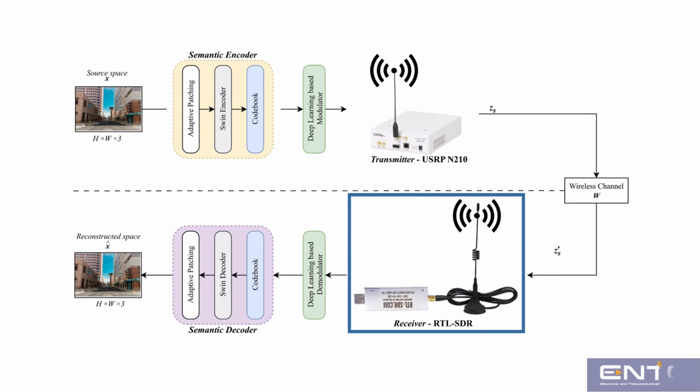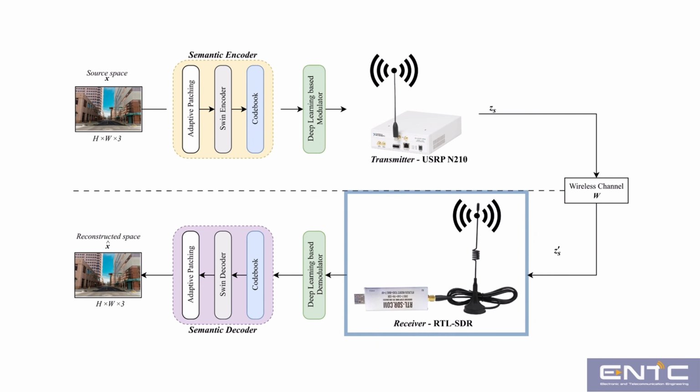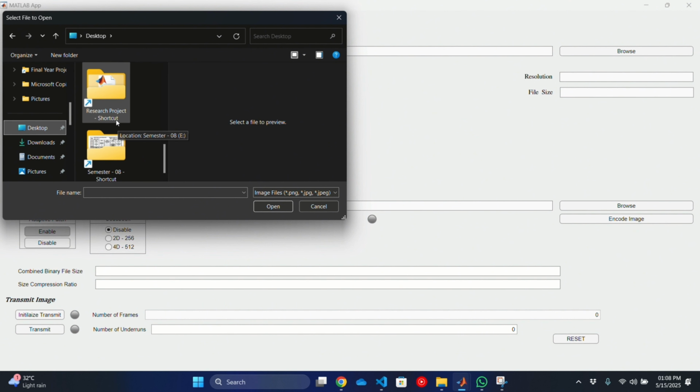On the receiver side, the RTL-SDR captures the symbols transmitted over the air. Now let's watch how the real-world transmission is done using our experimental setup. Here we are using USRP N210 as transmitter. Now you are seeing the MATLAB UI for the transmitter along with the transmitting process.